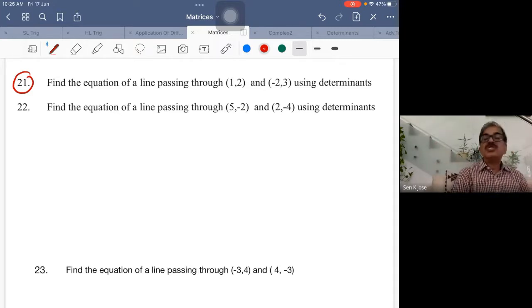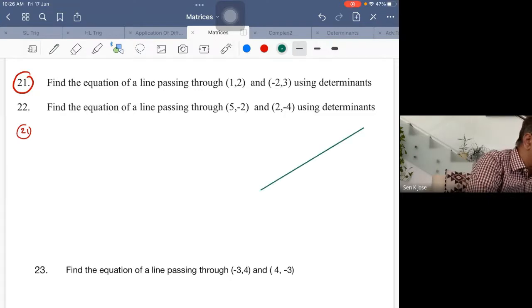But that is not the question here. The question is still the same. Find the equation of a line. But the method, they want it to be done using the idea of determinants. So let's draw a diagram. This is question number 21. Put a rough diagram, draw a line, and mark the given 2 points on it. So that's the first thing you're going to do. You have a line, mark 2 points on it. Put them up there. 1 and 2 is the first point, minus 2 and 3 is the next point.